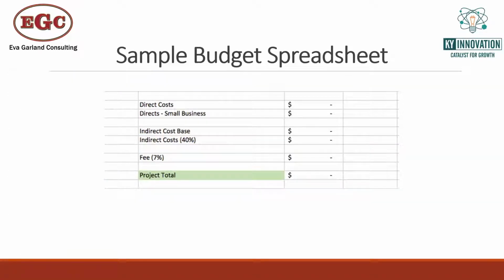So the way that this spreadsheet would work is, you would total up your direct costs, your directs that are for the small business. So that's your internal expenses, to make sure that that is the appropriate percentage of your total costs. Your indirect cost base: for many agencies, that's going to be your direct costs. But as I mentioned, for NSF, that's just going to be your salaries and wages. So whatever it is that you are allowed to include as the base from which you calculate your percent of indirects. And then your fee, your 7%, and then you get your total at the bottom.